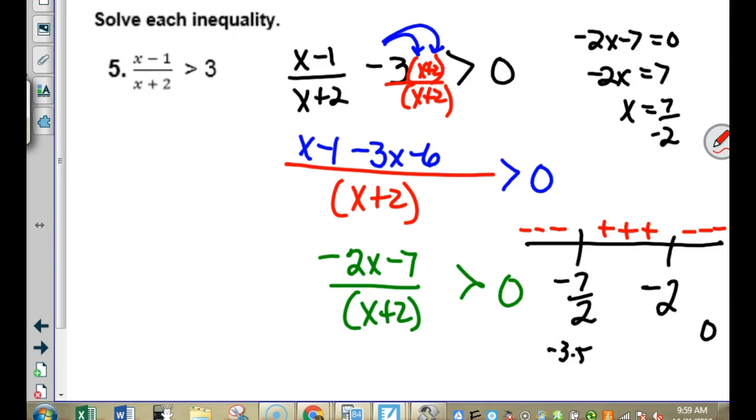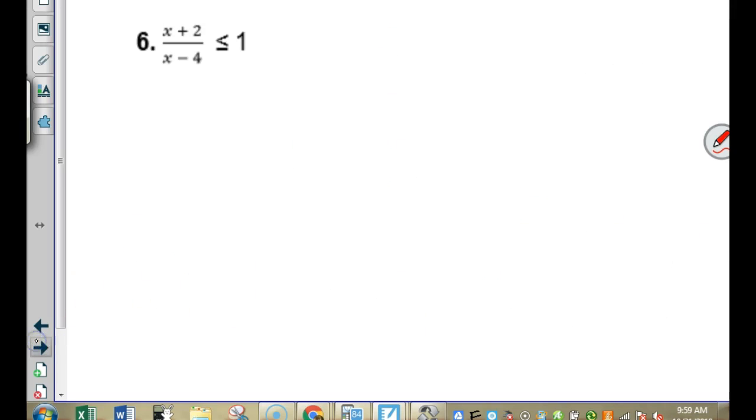So where is it greater than 0? From negative 7/2 to negative 2, because that's where it's positive. Now, if it had had or equal to, which one could have been a square bracket? The 7/2, but not the negative 2, because it would make the denominator 0, and it could never be 0.